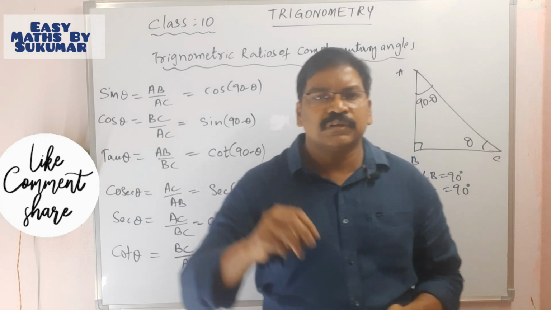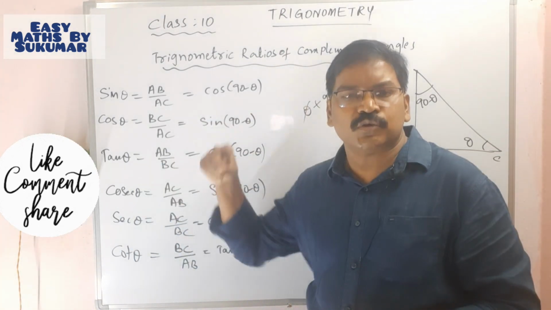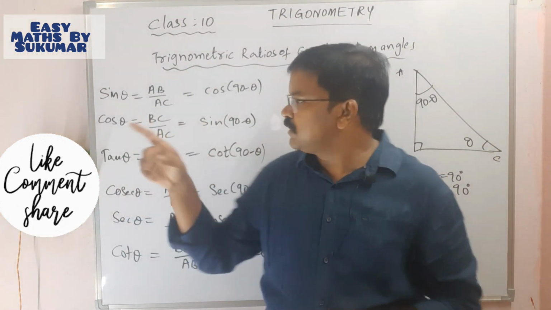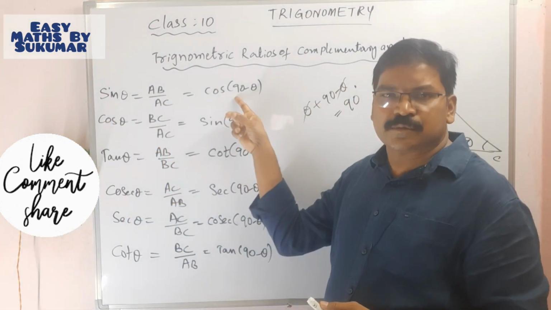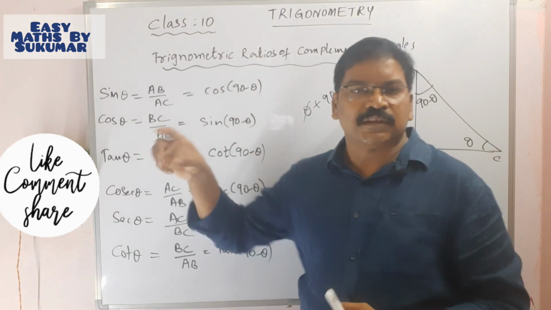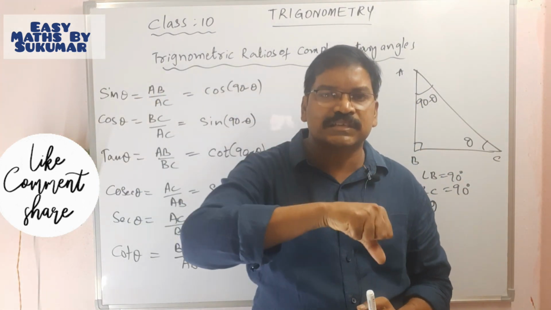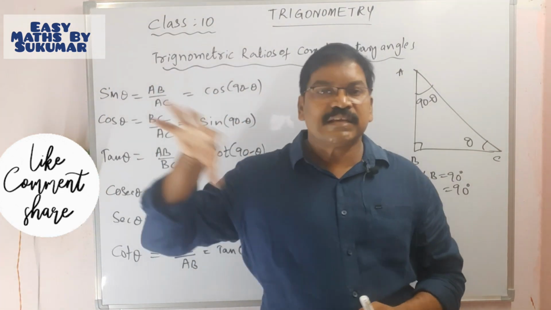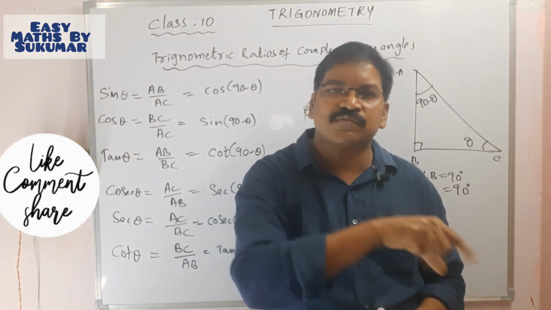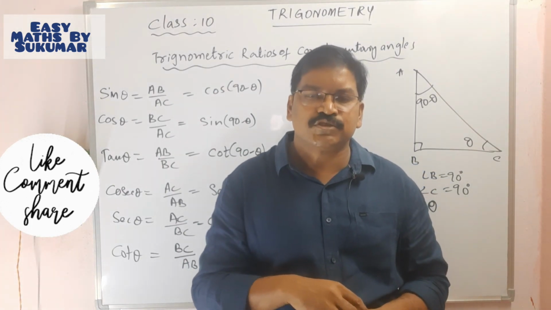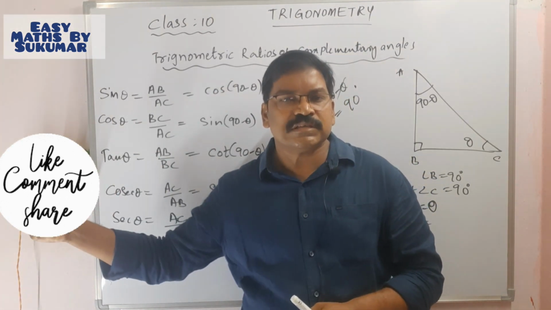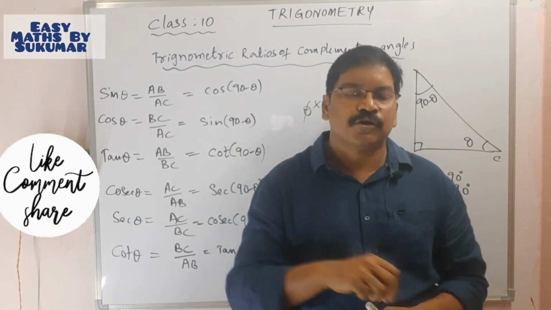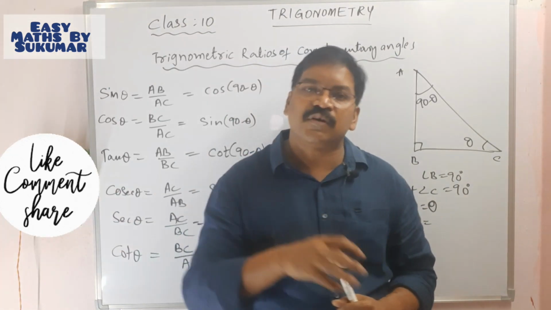See, for example, sin 30 is equal to cos 60. Sin 30 degrees is equal to cos 60. Why? Here sin theta and cos 90 minus theta are both equal. That means sin 30 is equal to cos 60. Similarly, sin 0 is equal to cos 90. Sin 45 degrees is equal to cos 45 degrees. Okay, understand, my dear students. Similarly, cosecant 0 is secant 90. Cosecant 30 is secant 60. Cosecant 45 is secant 45 degrees.